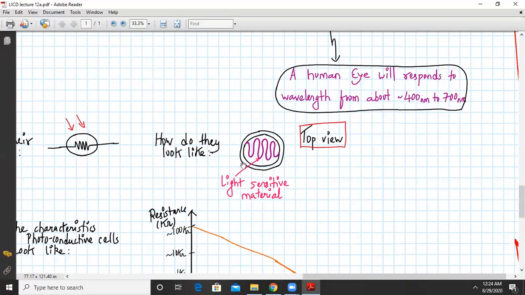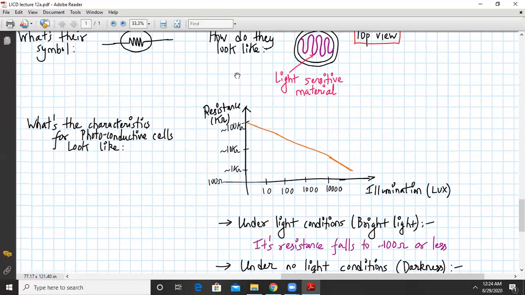This is a typical top view of an LDR. It is covered in a zigzag fashion with a light sensitive material. What do the characteristics of a photoconductive cell look like? Well, it looks like this. You have resistance on the y-axis. On the x-axis you have luminance.